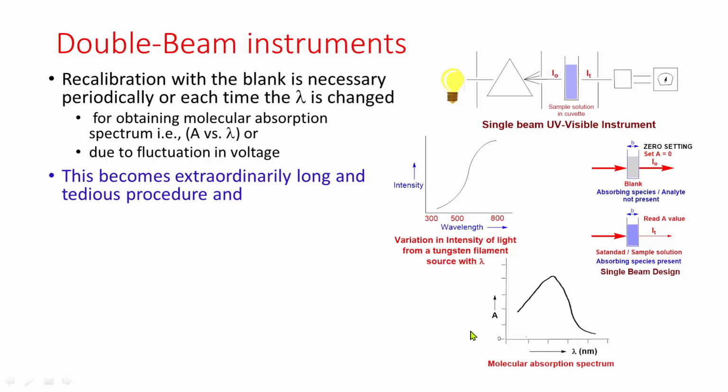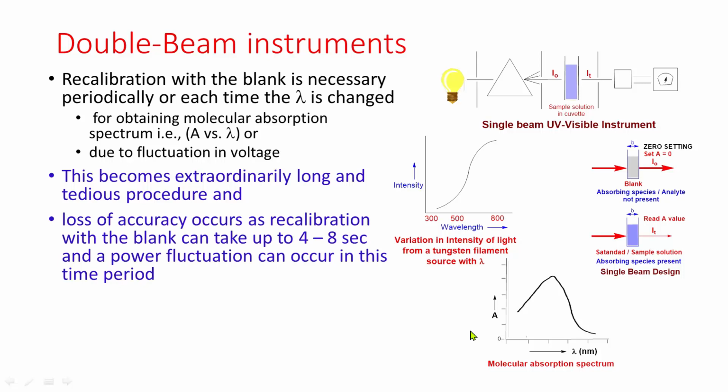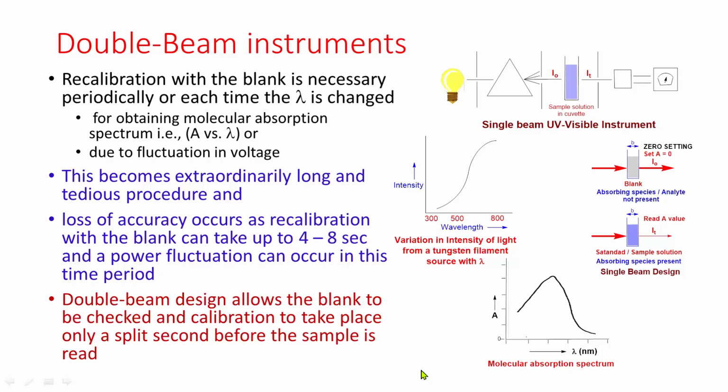This becomes an extraordinarily long and tedious procedure, and loss of accuracy occurs, as recalibration with the blank can take a few seconds and power fluctuation can occur in this time period. The double beam design allows the blank to be checked and calibration to take place only a split second before the sample is read.